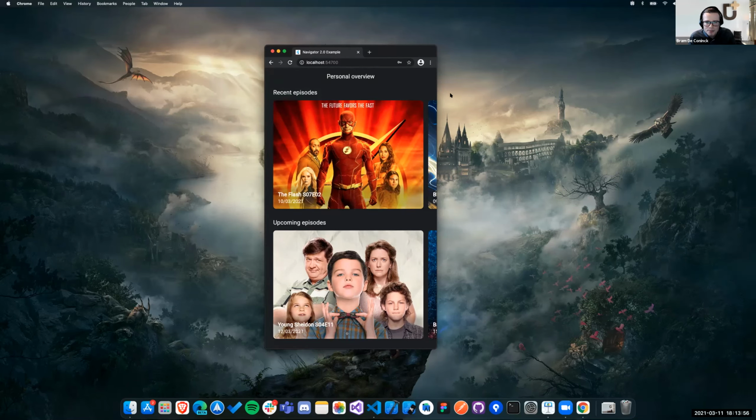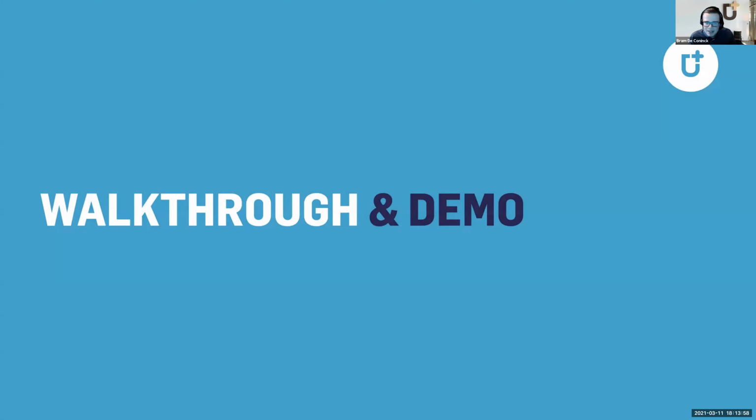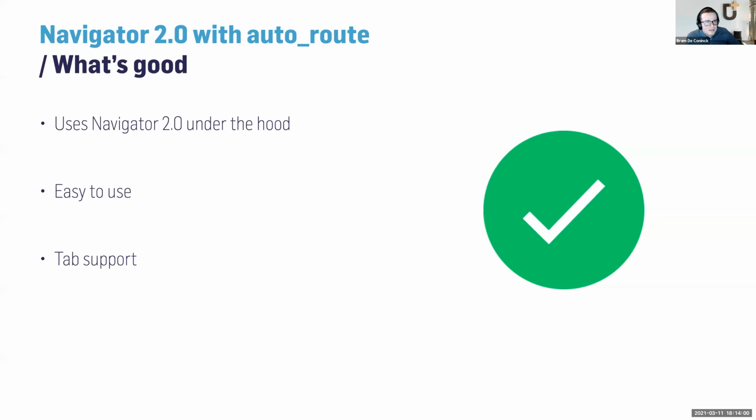So let's go back to the presentation. So the good things about using Navigator 2.0 with AutoRoute is that it uses Navigator 2.0 under the hood. It's way easier to use and you have to write a lot less boilerplate. And something I didn't show you is that it also has support for tabs. So let's say that your home screen has a bottom navigation bar with a couple of items. You can easily provide support for those tabs using AutoRoute. And it also works brilliantly on the web.